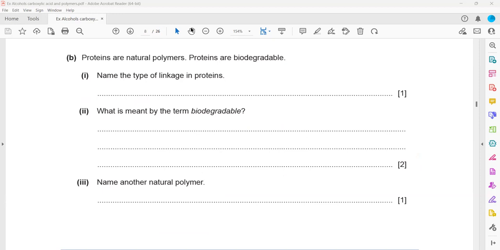Proteins are natural polymers and proteins are biodegradable. Name the type of linkage present in protein. What kind of linkage is present? Peptide or amide linkage. Yeah, peptide linkage, amide linkage.